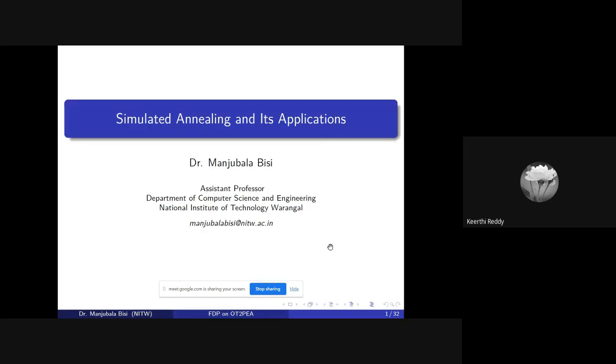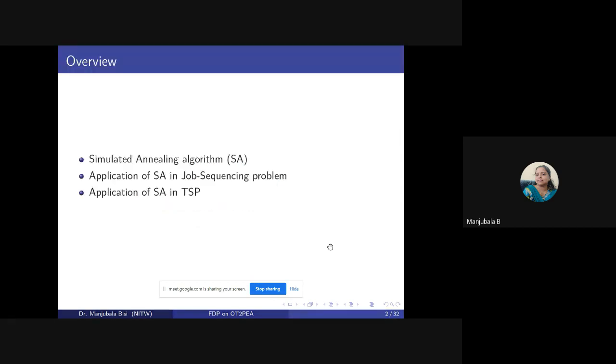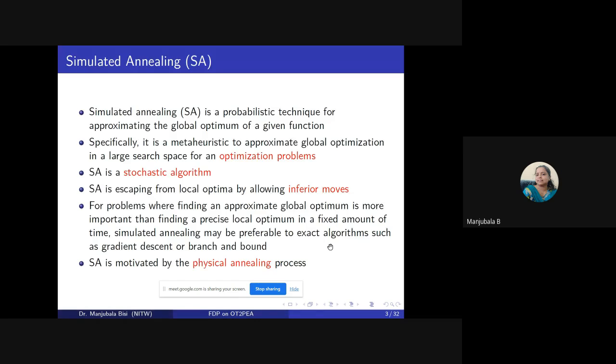Right. So let us start with the simulated annealing algorithm, how this algorithm works and what the applications of this algorithm are. Right? So I told you we are going to discuss the application of the simulated annealing algorithm to solve the job sequencing problem and the traveling salesperson problem, right? And whatever problem Dr. Sanjay has solved, that problem also we can solve using the simulated annealing algorithm.